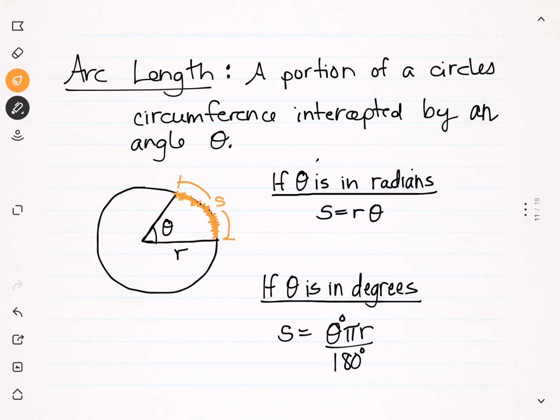It's a linear distance. And depending on if theta is measured in radians or if it's measured in degrees, we have two different formulas. So if theta is measured in radians, we can just take that radian measure, theta, and multiply it by the radius, r, to give us our arc length, s. If we are in degrees and we want to find arc length, what we're going to do is take our angle in degrees, multiply it by pi, multiply it by the radius of the circle, and then divide it by 180 degrees. So let's try a couple.